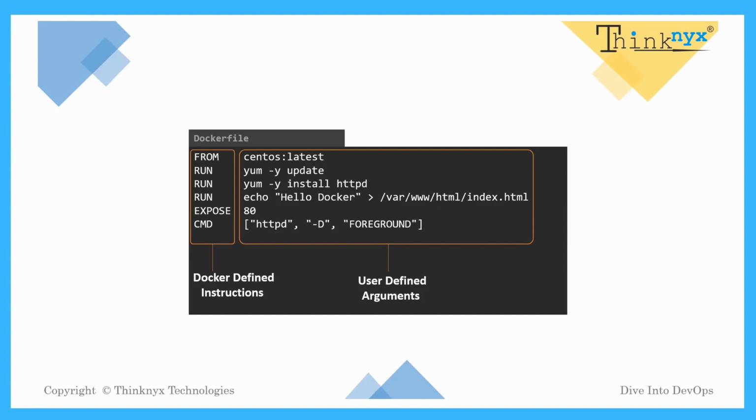No, it's a simple plain text file. Right? It contains two things. One is your keywords. Anything which you see in uppercase, these all are Docker defined keywords. You cannot change them. You have to use them. And whatever you see here as commands, these all are user defined arguments.